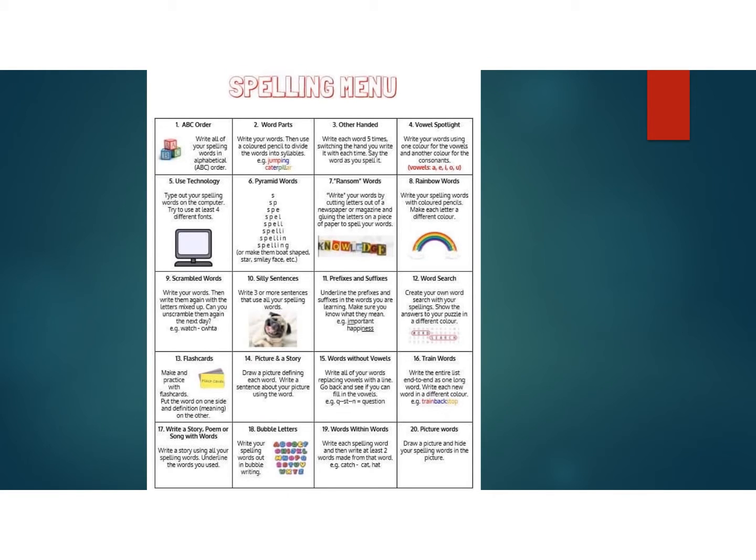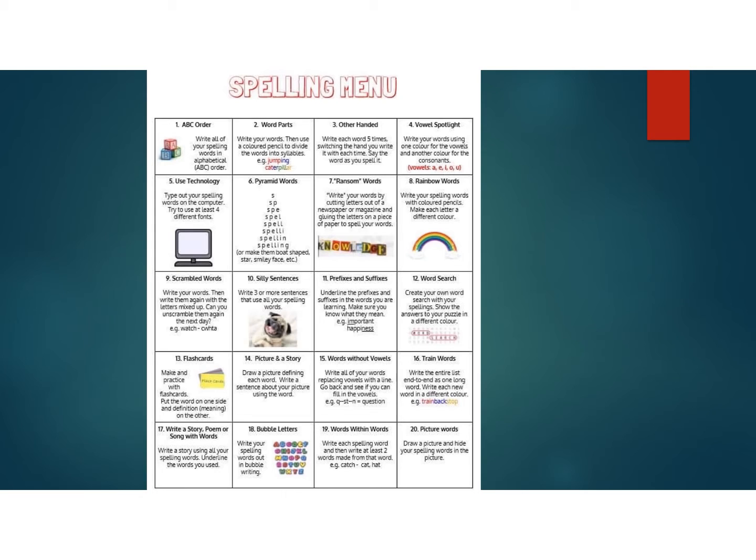So I will go over the different tasks that you have on the spelling menu. The first task being ABC order. For this task, you will write all your spelling words in alphabetical order. The second task is word parts. Word parts are when you write your words and then use a coloured pencil or pen to divide the words into their syllables. For example, you have jumping, where it is split the word into its syllables.